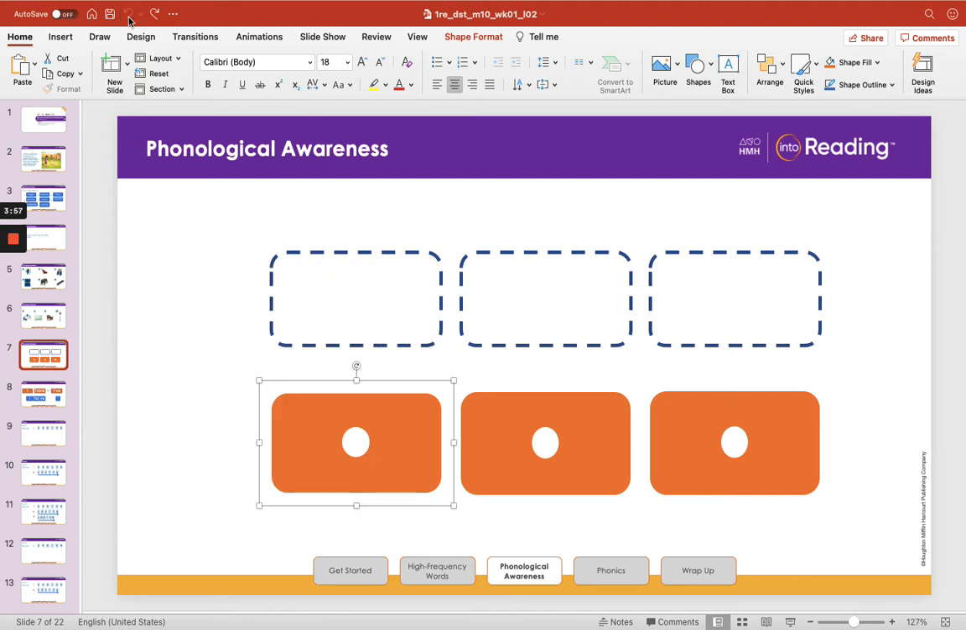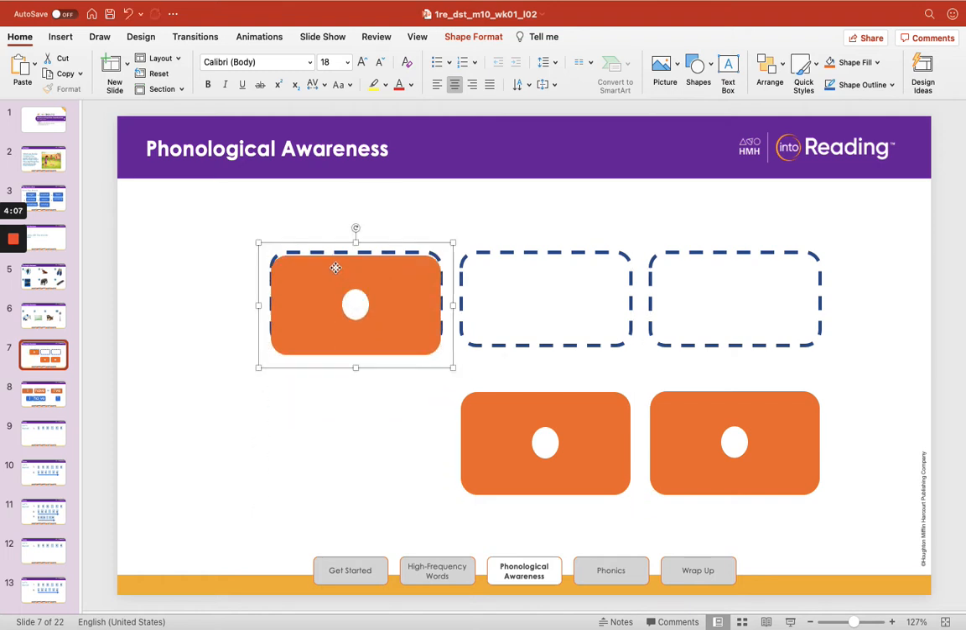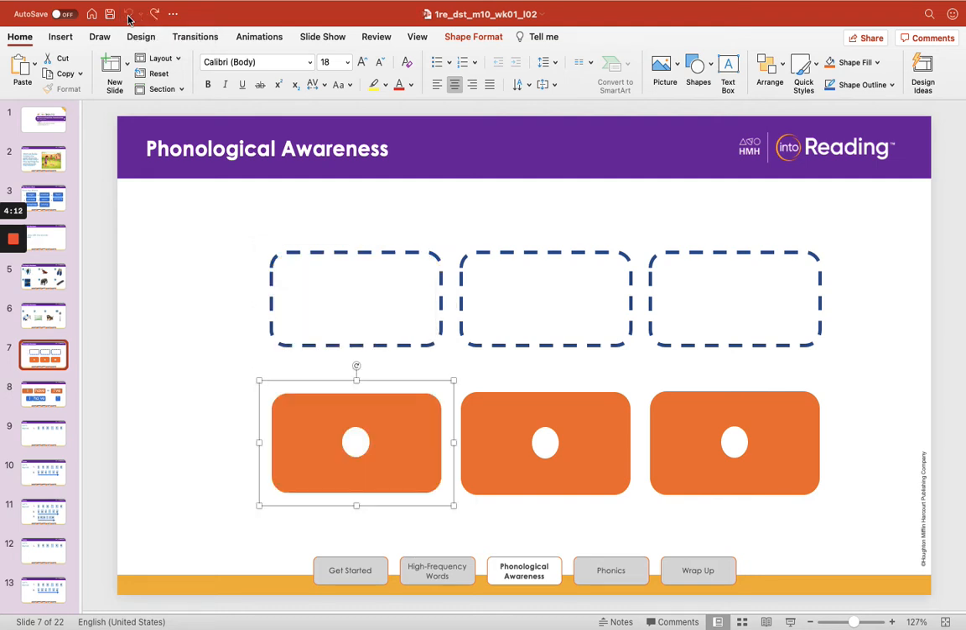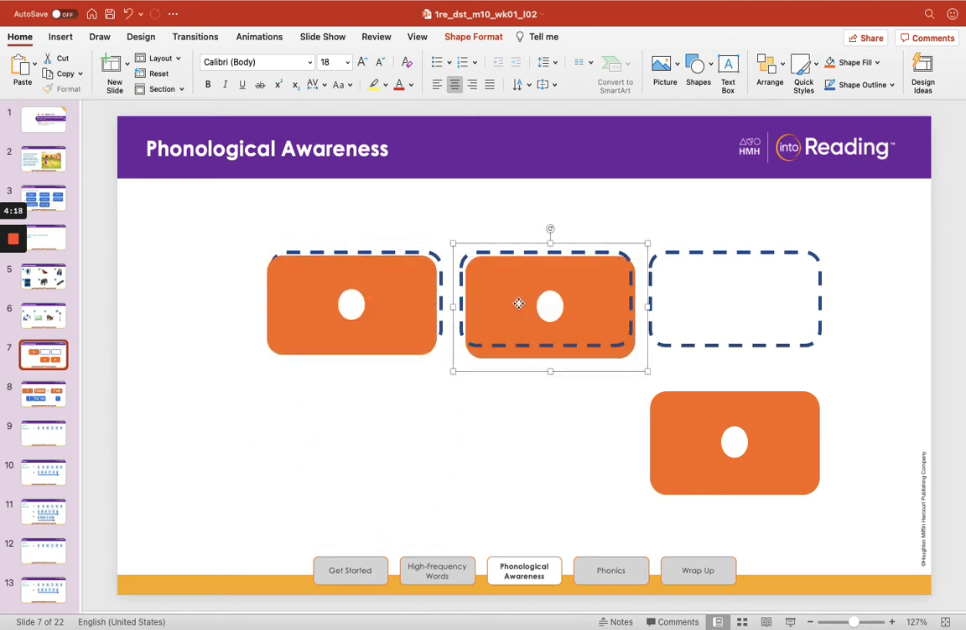Okay. What about the word bush? How many syllables is bush? Bush. Bush is a 1 syllable word. But what if I put on an ending? Bushes. How many syllables is bushes? Bushes. 2 syllable word.